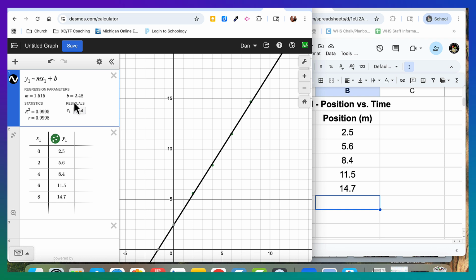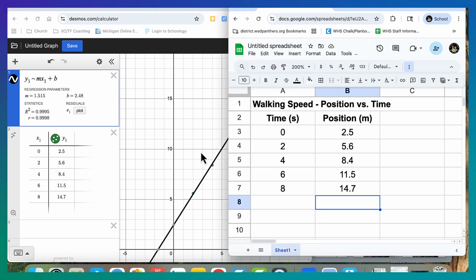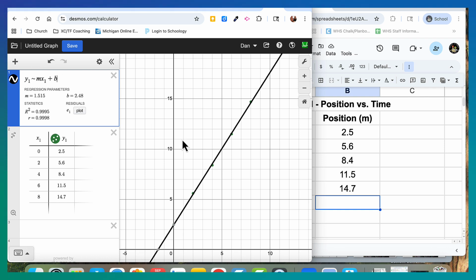So what this is saying is that our slope is 2.5 or 2.48 meters for every second. All right. And then in our y equals mx plus b, x1 is our time, and b is the y-intercept, which we saw is about 2.48. In terms of real world stuff, let's think about what the y-intercept means. Well, where it crosses the y-axis, that's when time equals 0. So it's saying at time equals 0, the walker's location is 2.48 or 2.5 meters away.